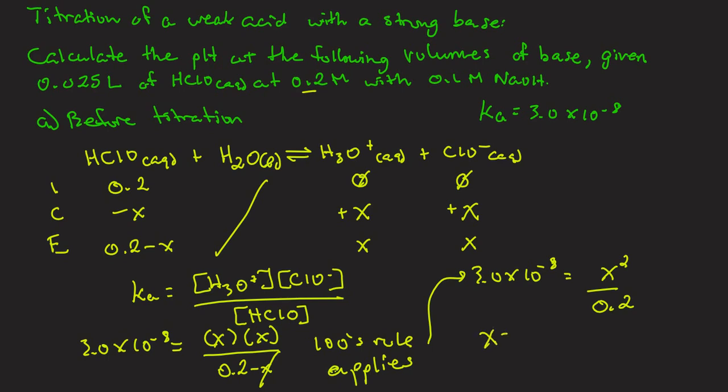Pardon the non-scientific notation here, but once we cross multiply 3.0 times 10 to the minus 8 by 0.2, and then square root both sides, we get a value. I will try to put it in scientific notation because it is a small number. So 7.7459 times 10 to the negative 5.